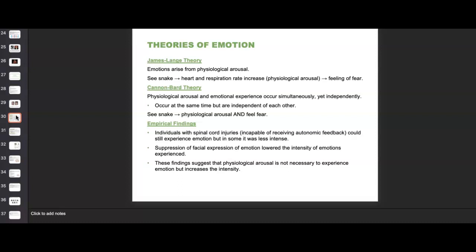And the empirical findings that led to these two theories is that individuals with spinal cord injuries, meaning that they were not capable of receiving autonomic feedback, could still experience emotion, but in some it was less intense, meaning physiological arousal had nothing to do with their ability to still experience an emotion. Suppression of facial expressions of emotion lowered the intensity of emotions experienced. These findings suggest that physiological arousal is not necessary to experience emotion, but does, however, increase its intensity.